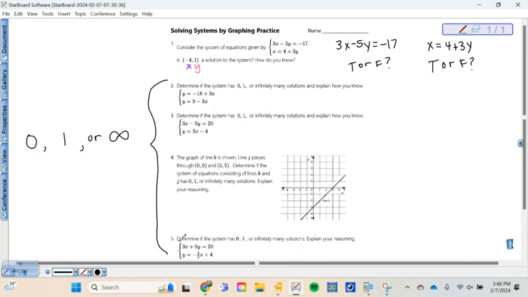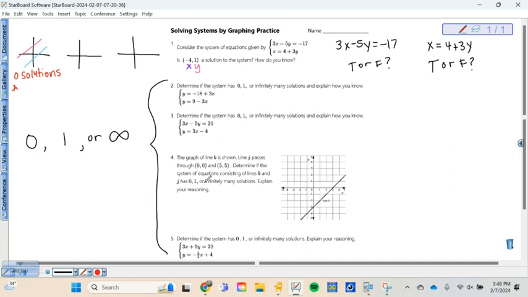Now, 2, 3, and 5 are all kind of the same deal. 4 is a little bit different, and I'll talk about 2, 3, and 5 first. So again, we remember I have three different types of systems. My first system would be parallel lines. How many solutions do parallel lines have? Zero. Zero solutions.